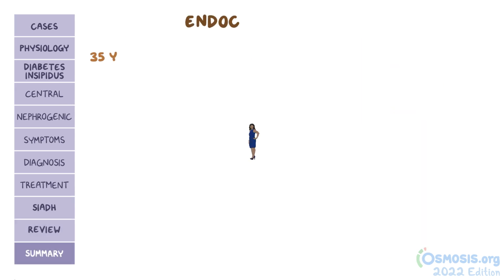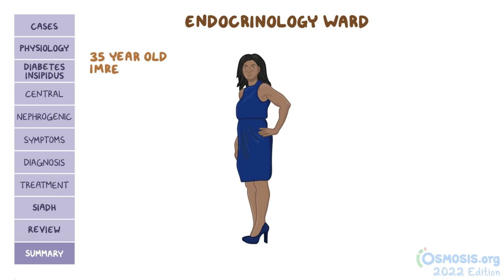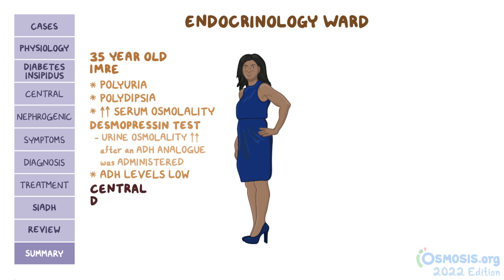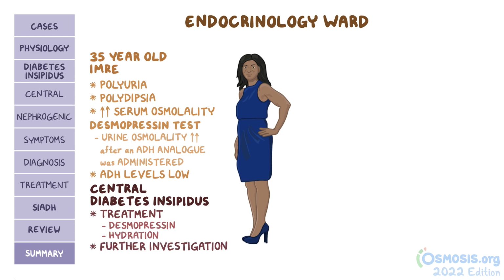Now, back to our cases. Imre came in with intense polyuria and polydipsia, and tests showed increased serum osmolality, and a desmopressin test was done during which urine osmolality increased when an ADH analog was given. ADH levels were also done, and they were low. Based on symptoms and test results, we can diagnose Imre with central diabetes insipidus, in which case treatment involves desmopressin and hydration. But further investigations will need to be done in order to find the cause.